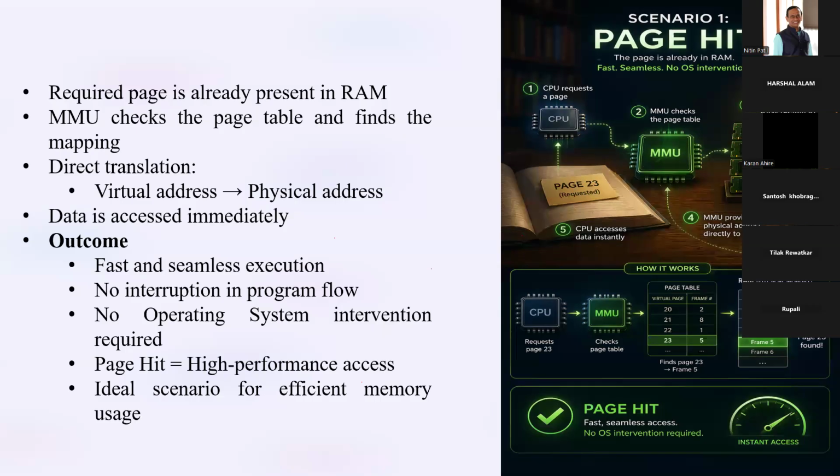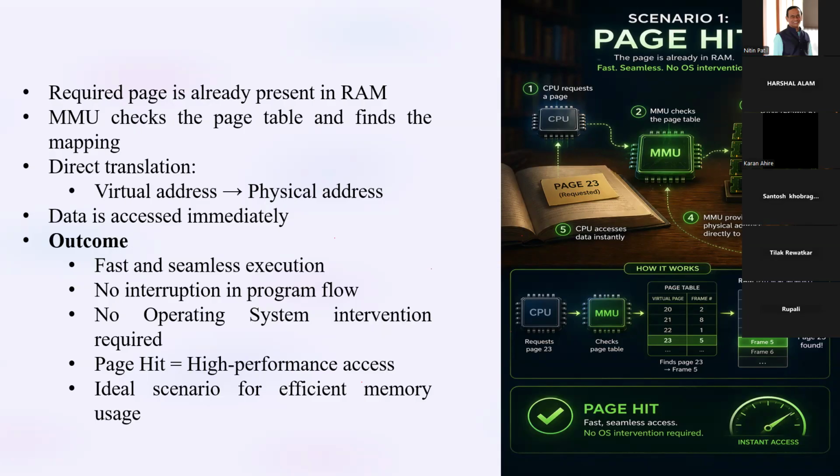Since the page is already in RAM, the memory management unit retrieves the frame number, combines it with the offset, and generates the physical address instantly. And the data is accessed directly from the RAM. The instruction continues execution without any delay. So in this entire process, no disk access is required, no page replacement is needed, and no operating system intervention is triggered. Everything is handled directly by the MMU and the hardware.